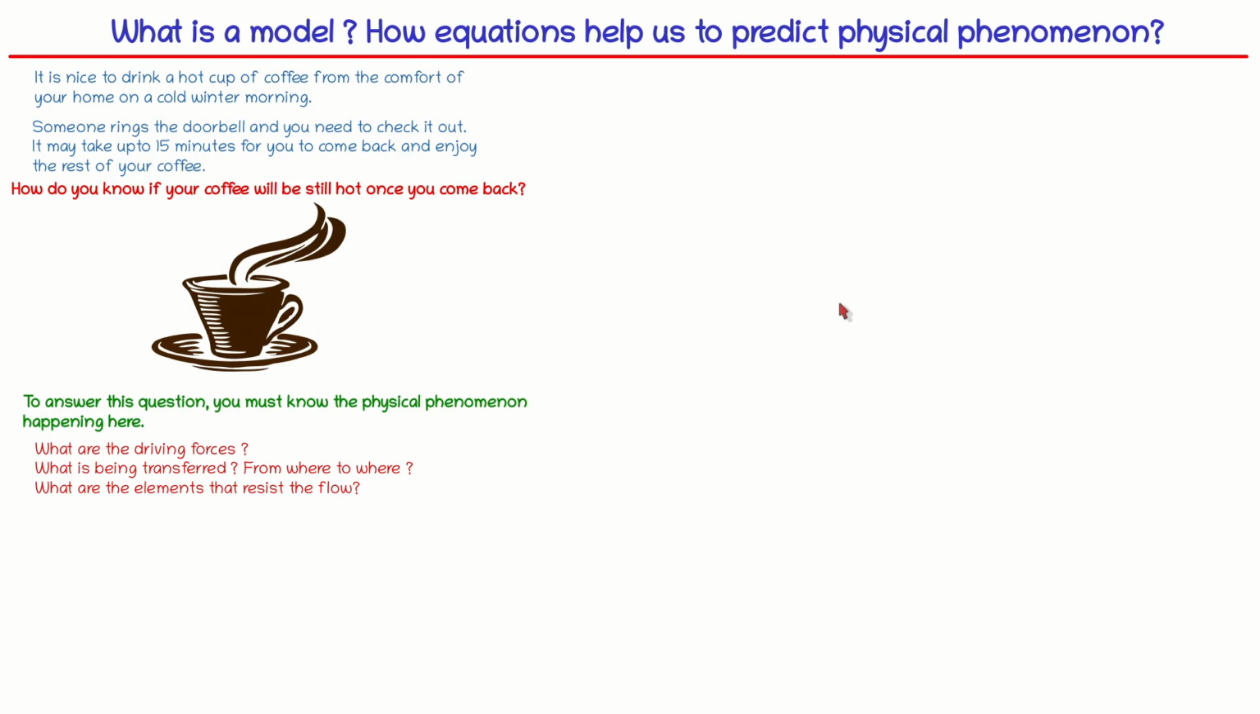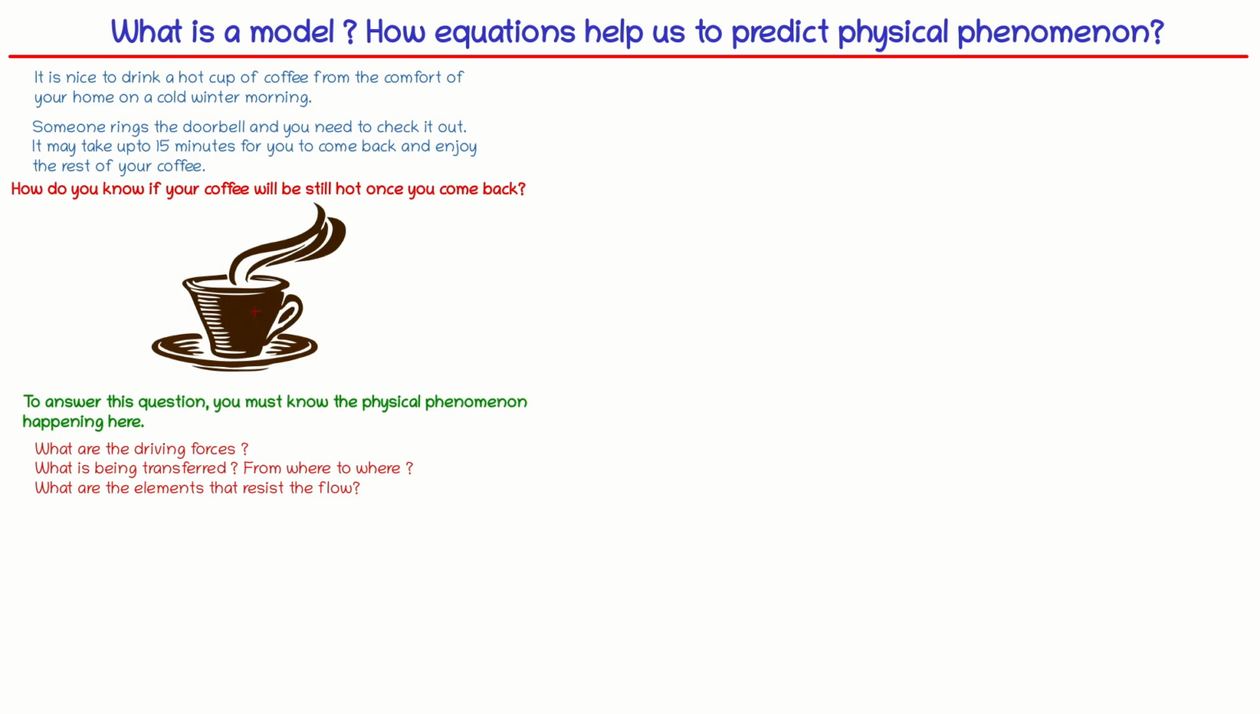So you want to know whether your coffee will still be warm enough once you come back, or what the temperature of the coffee will be once you come back. And you want to model it using equations in physics. So before we jump into equations, we want to understand what phenomena happens here by the time I'm gone. In that 10 minutes, what is happening?